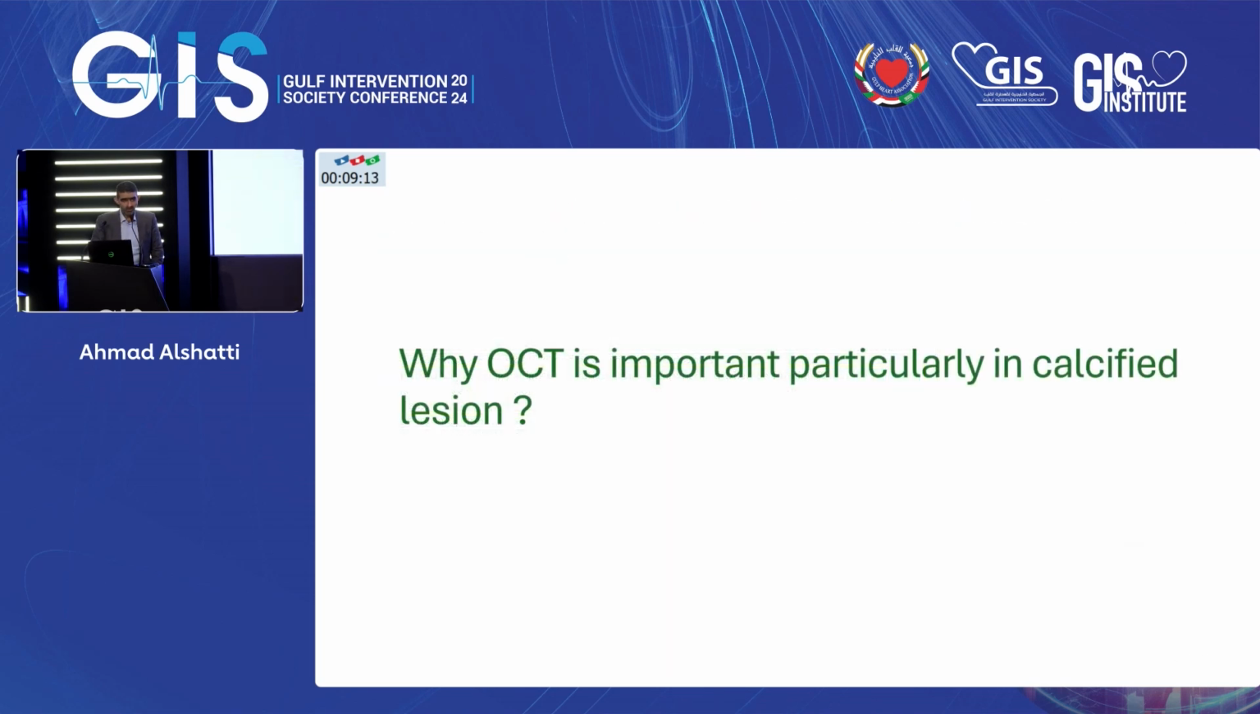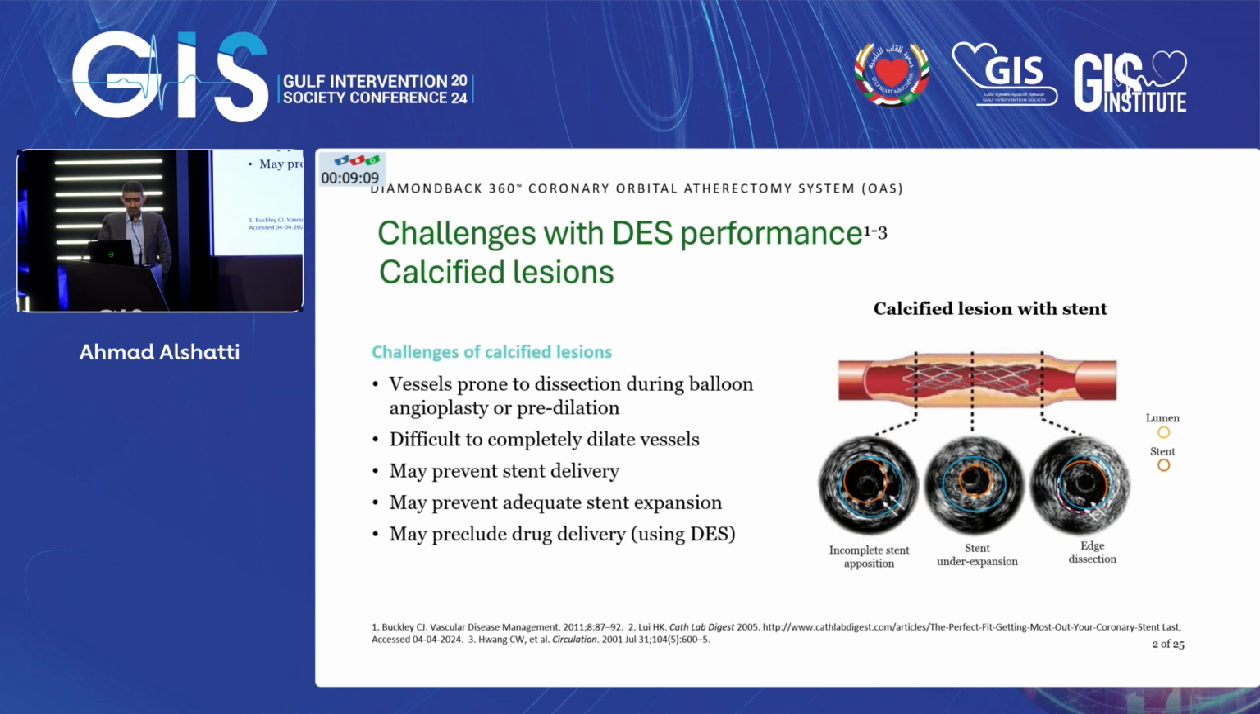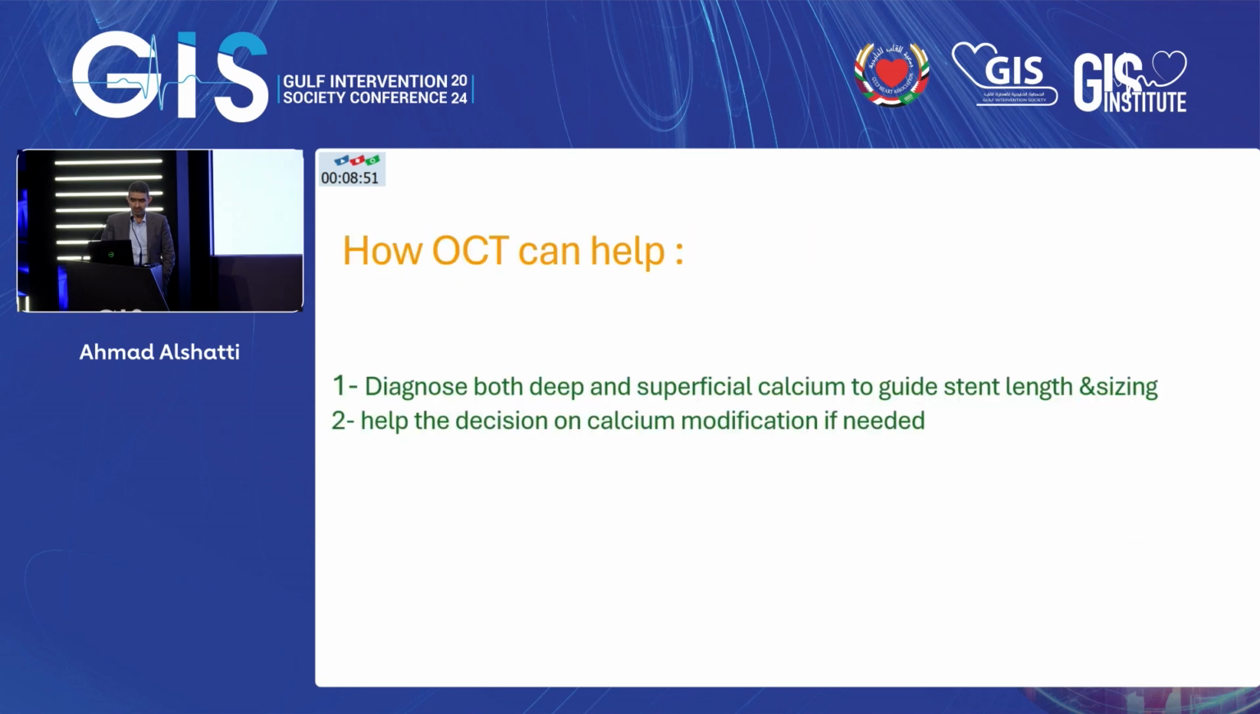But why is OCT important, particularly in calcified lesions? Because calcified lesions are prone to dissect during ballooning. They are difficult to completely dilate and prepare. They may prevent stent delivery and may prevent adequate stent expansion, which may preclude drug delivery as well.